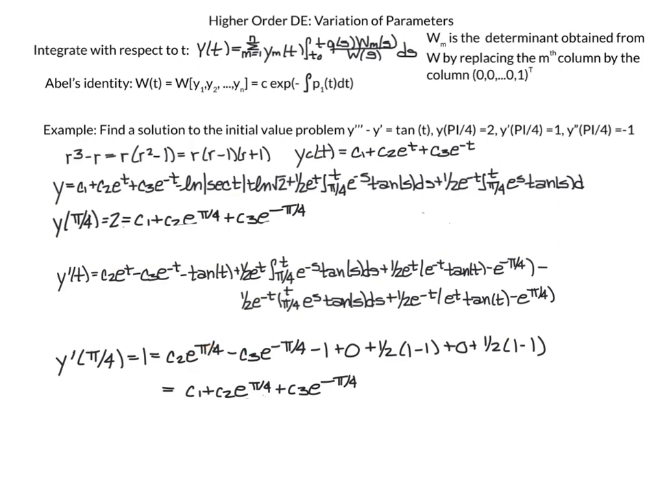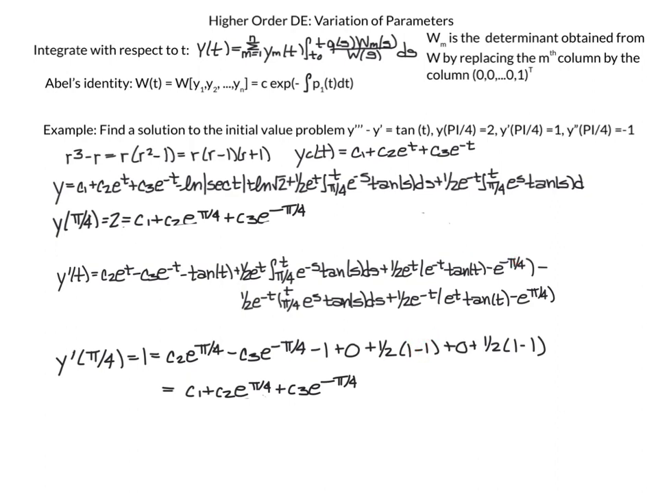Now when we plug in pi over 4 into y prime, we have our c2 e to the pi over 4 minus c3 e to the pi over 4. Our tangent goes to 1, so we have minus 1. Here, this looks like it's going to be ugly, except for the fact that our integral now is from pi over 4 to pi over 4, so that will give us 0. Fortunate. Then we have our 1/2 e to the t pi over 4, but if you look at this here, when I plug in my pi over 4, my tangent becomes 1, and this t is pi over 4. So I have e to the minus pi over 4 minus e to the pi over 4, so this will become 0. So that can go away.